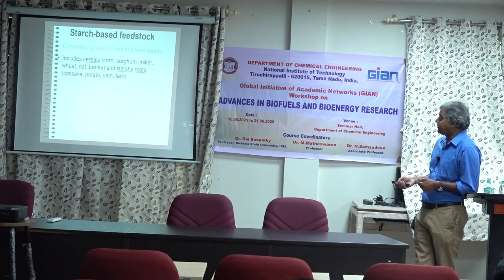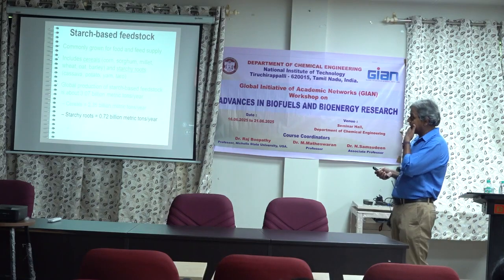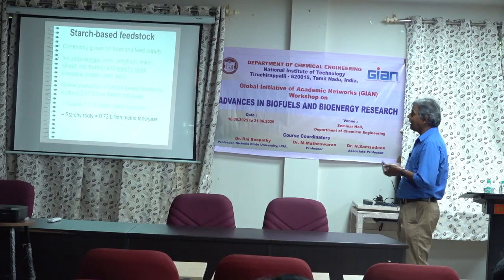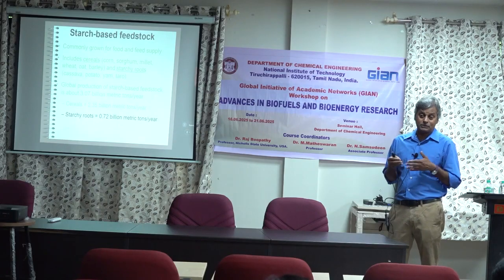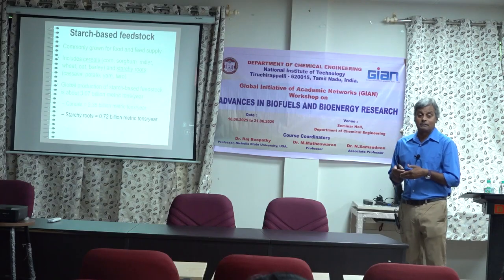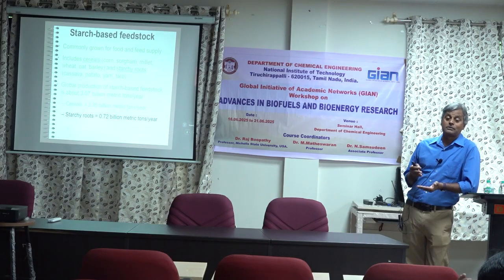So let's look at starch-based feedstock, switching to a different crop. These are commonly grown as food and feed supply. They include cereals like corn, sorghum, millet, wheat, oat, and barley. These crops are rich in starch. It also includes cassava, potato, yam, and taro, which are a lot of starch.